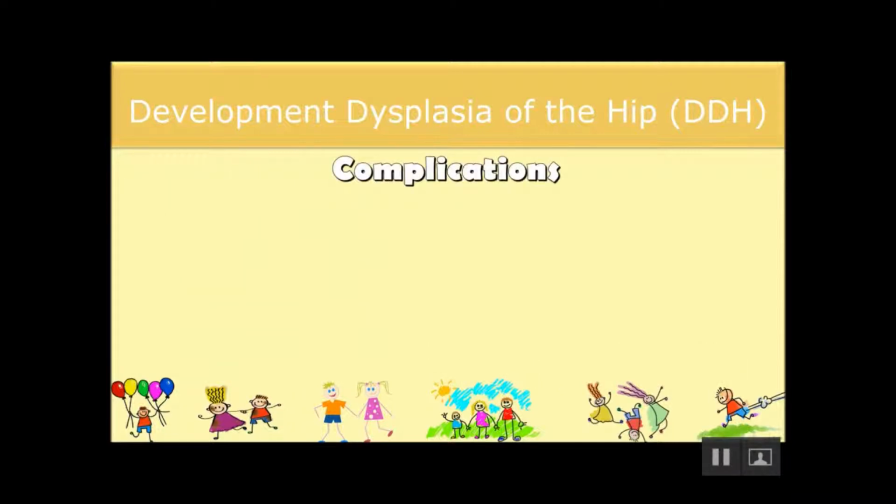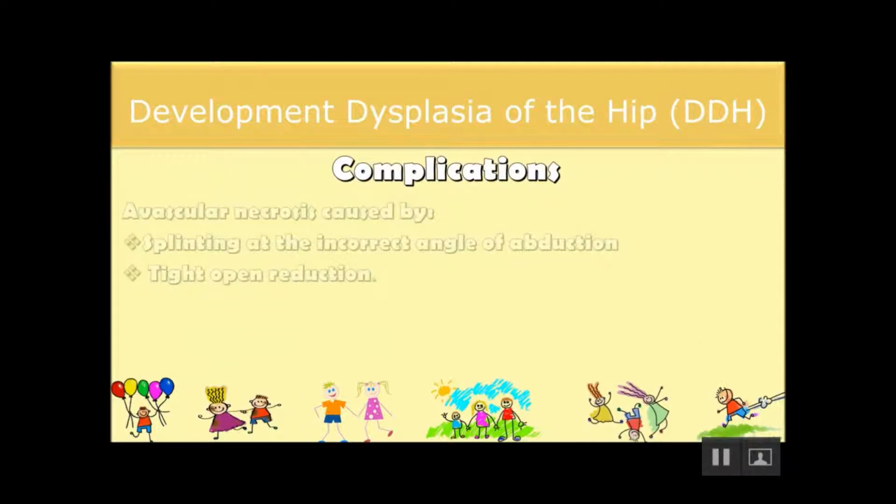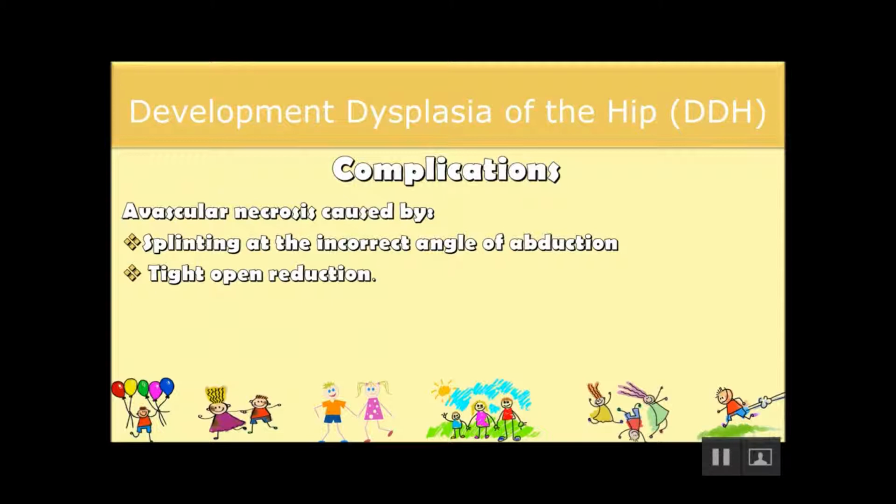The complication associated with DDH is avascular necrosis. This may be caused by splinting at the incorrect angle of abduction and a tight open reduction being performed.